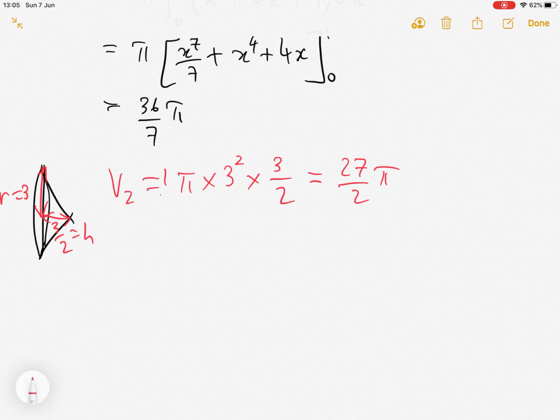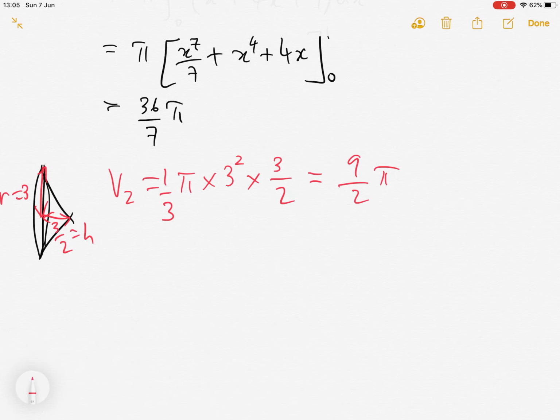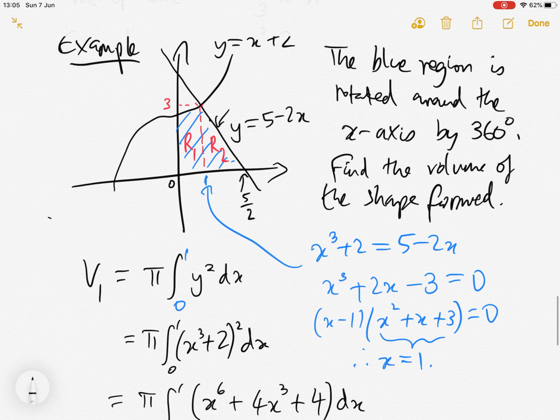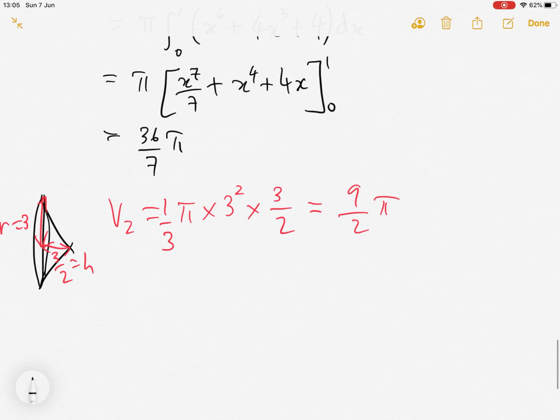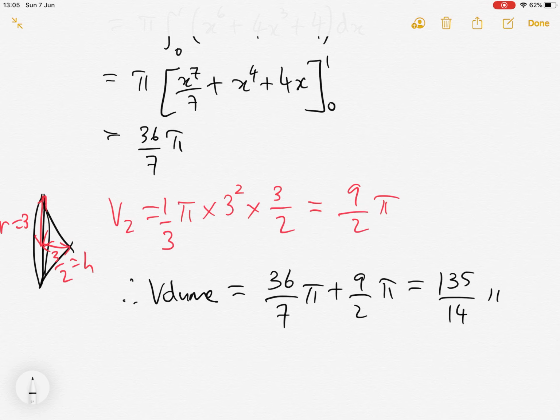Oh, sorry, a third pi, isn't it? So no, it's 9/2. And yeah, so then in order to find the total volume, we just need to add the two volumes together. So therefore the volume is V1 plus V2, which gives us 135/14 pi.